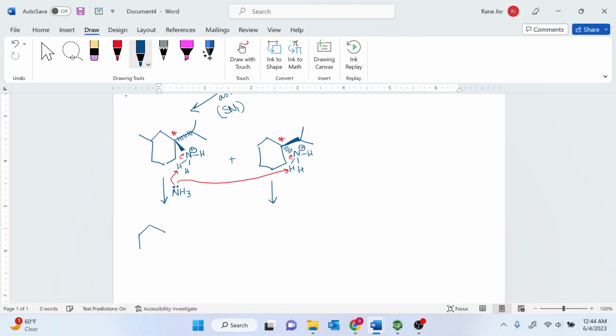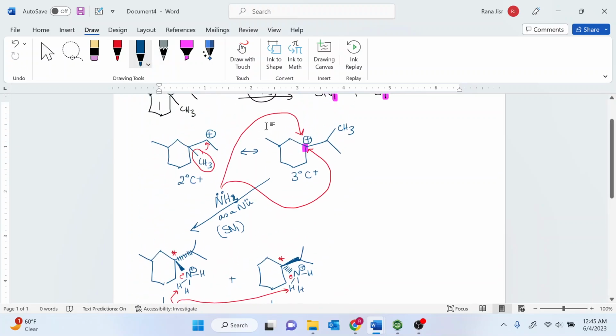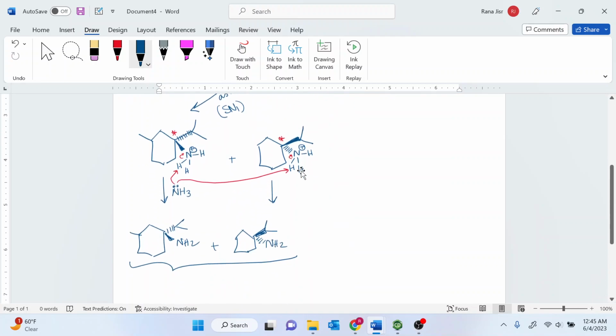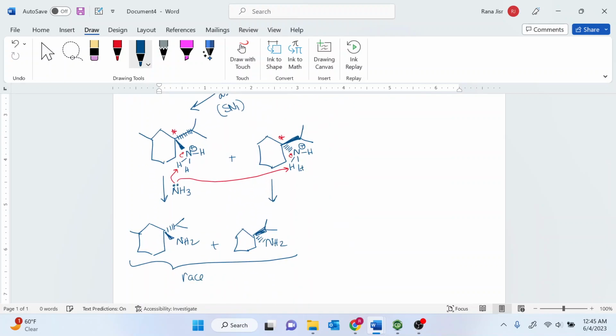And I'm going to end up having my two SN1 products, and these are going to be a racemic mixture in there. So I'm going to have the NH2 here, plus I'm going to have the second product there. These two are optically inactive because they come from an optically inactive reactant, which is the carbocation in there. So these two are a racemic mixture. It's both inversion and retention in configuration, 50% R, 50% S.